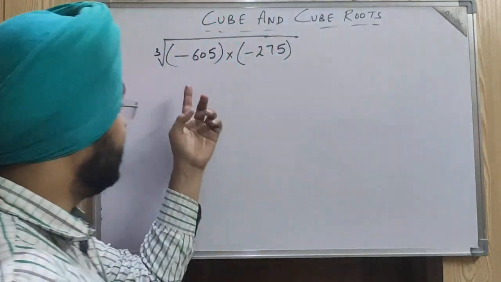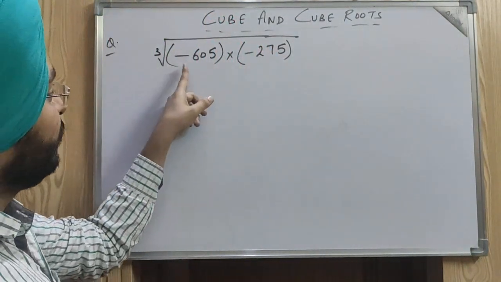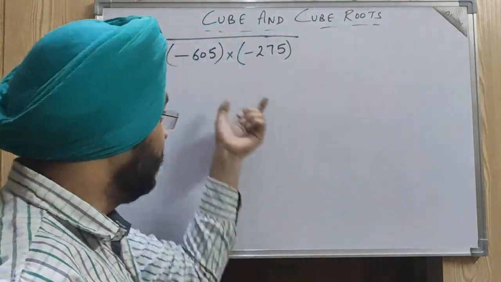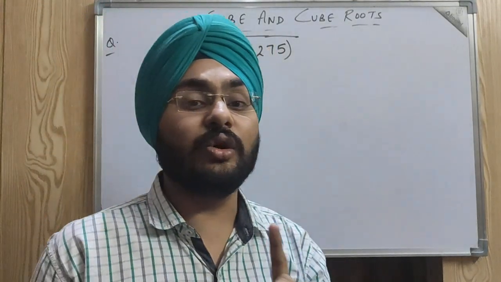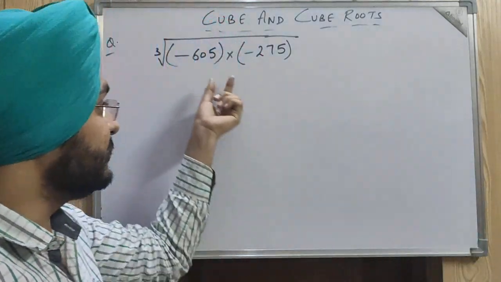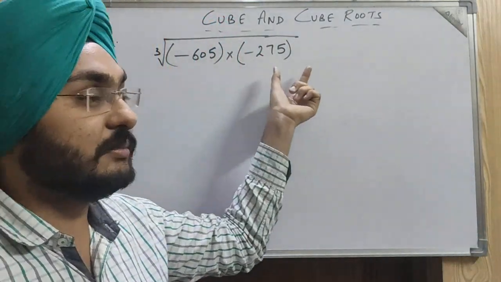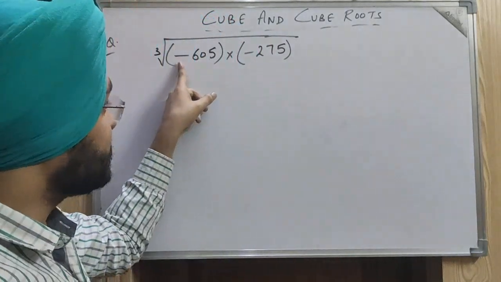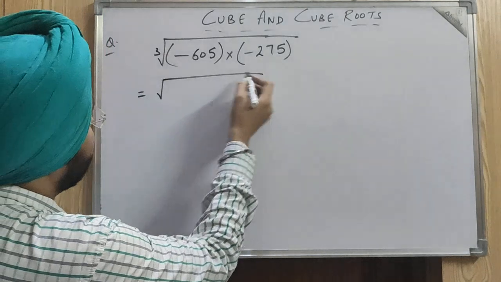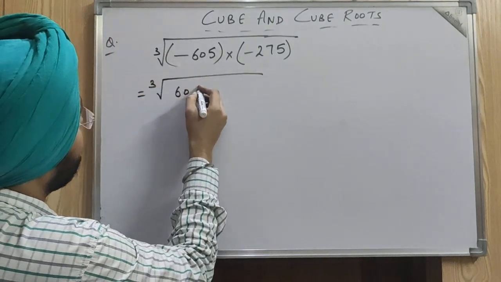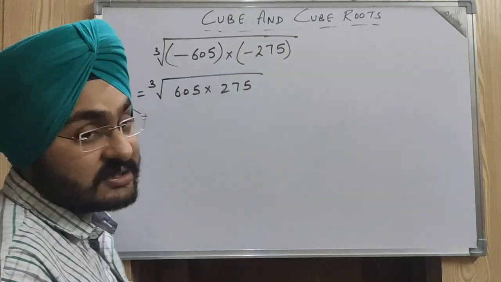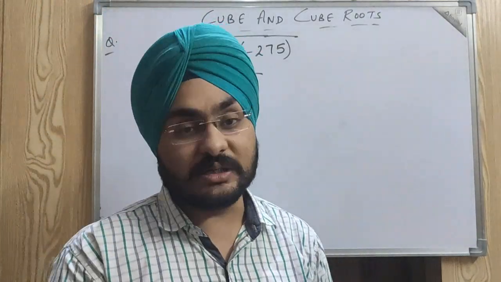So our next question is like this: the cube root of minus 605 into minus 275. In these types of cases there is no need for multiplying these numbers. Just do the prime factorization of both of them. Firstly, negative into negative will become what? Positive. So our first step will be the cube root of 605 into 275, since negative into negative is positive, and there is no need to write the positive sign here.